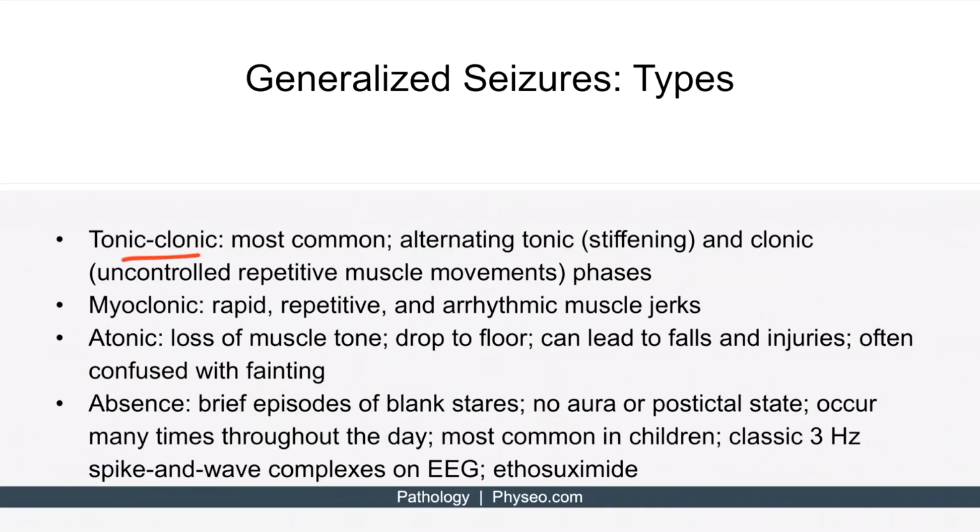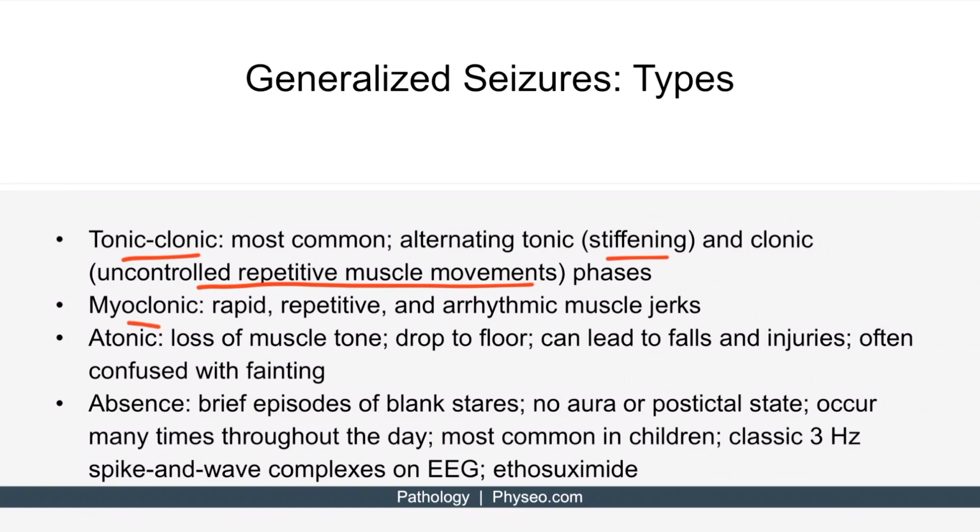Tonic-clonic seizure is the most common type of generalized seizure. It consists of alternating between the tonic phase, which is characterized by stiffening or rigidity of the body, and the clonic phase, which is characterized by uncontrolled repetitive muscle movements. Seizures can also present with only tonic or clonic phases.